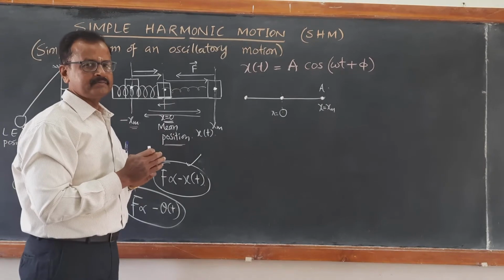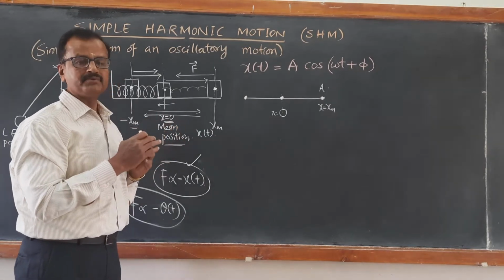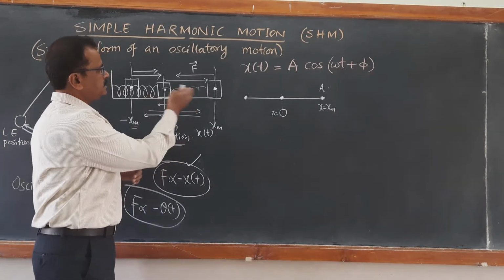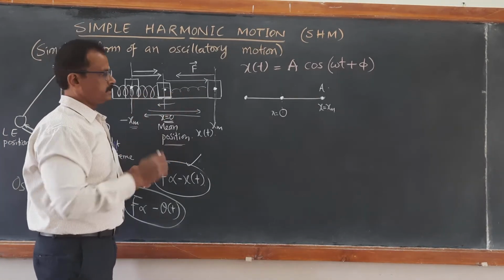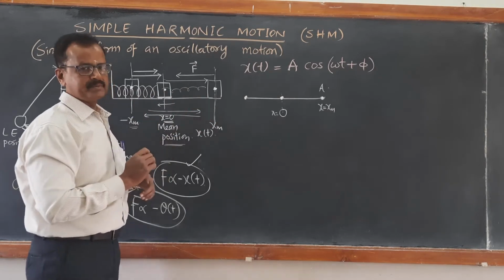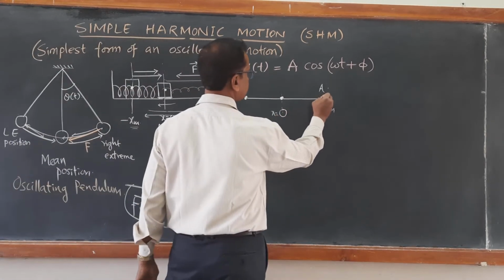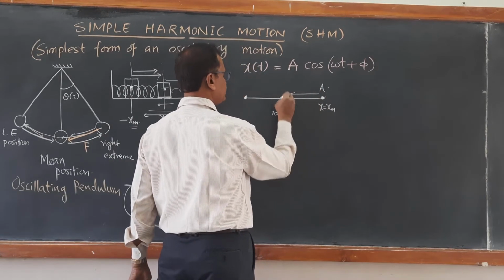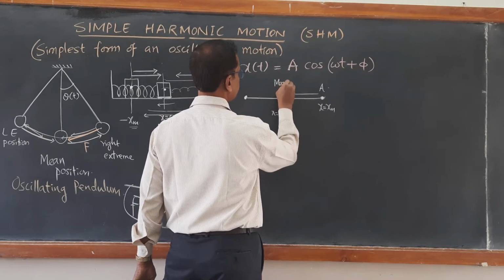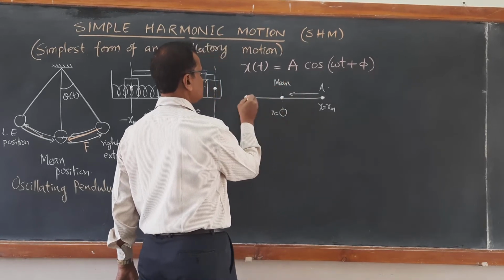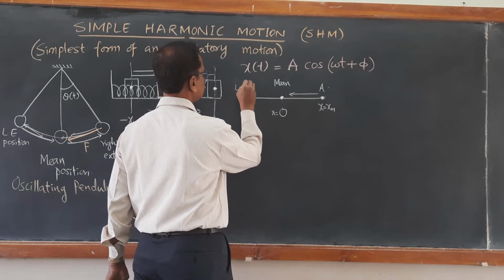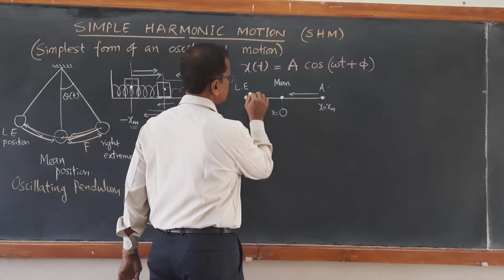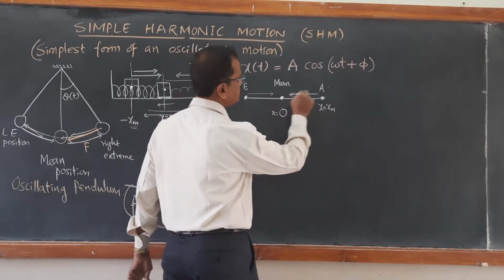If we assume that there are no dissipative forces such as air resistance or friction, then it is expected to oscillate continuously with the same maximum displacement, right? So when we release it from here, it goes from A to the mean position, and then from the mean position to the other extreme position, the left extreme position, right? And again from the left extreme position, it goes back to the mean position and then reaches A.